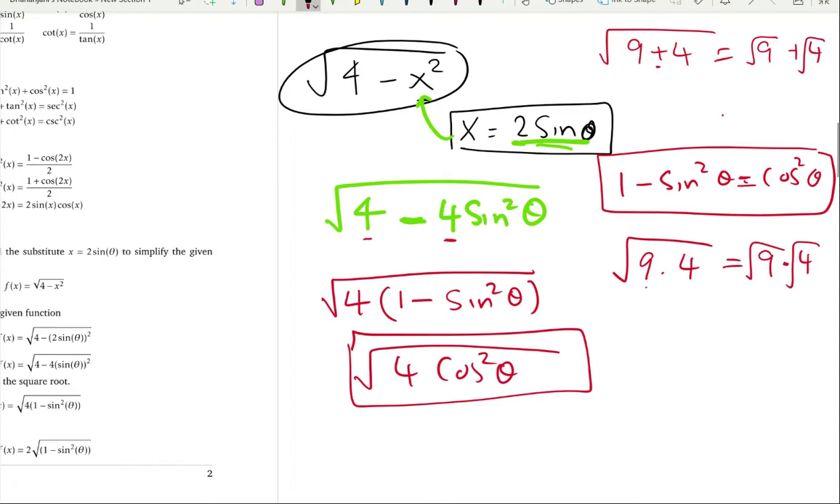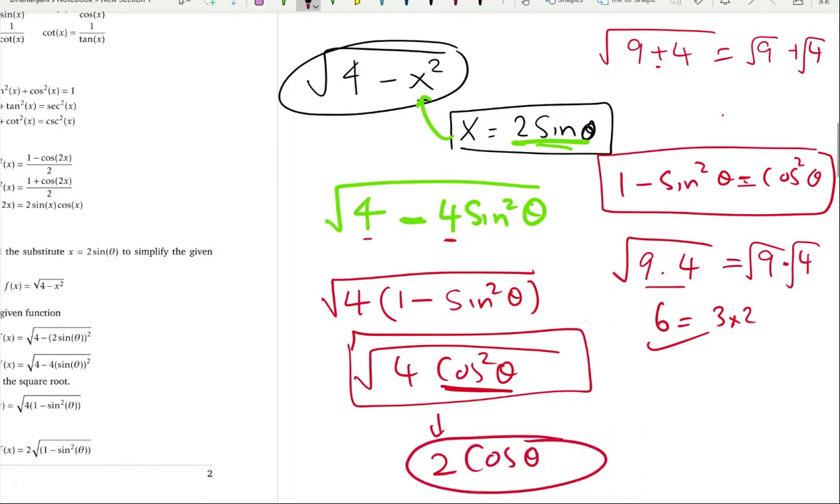9 times 4 is 36, square root of 36 is 6. Here, square root of 9 is 3, square root of 4 is 2, 3 times 2 is 6, right? It's correct. Alright, so we can do that. Now you can distribute the square root. You can write here square root of 4 is 2, square root of cosine square theta is cosine theta. Alright, so this is what we get.